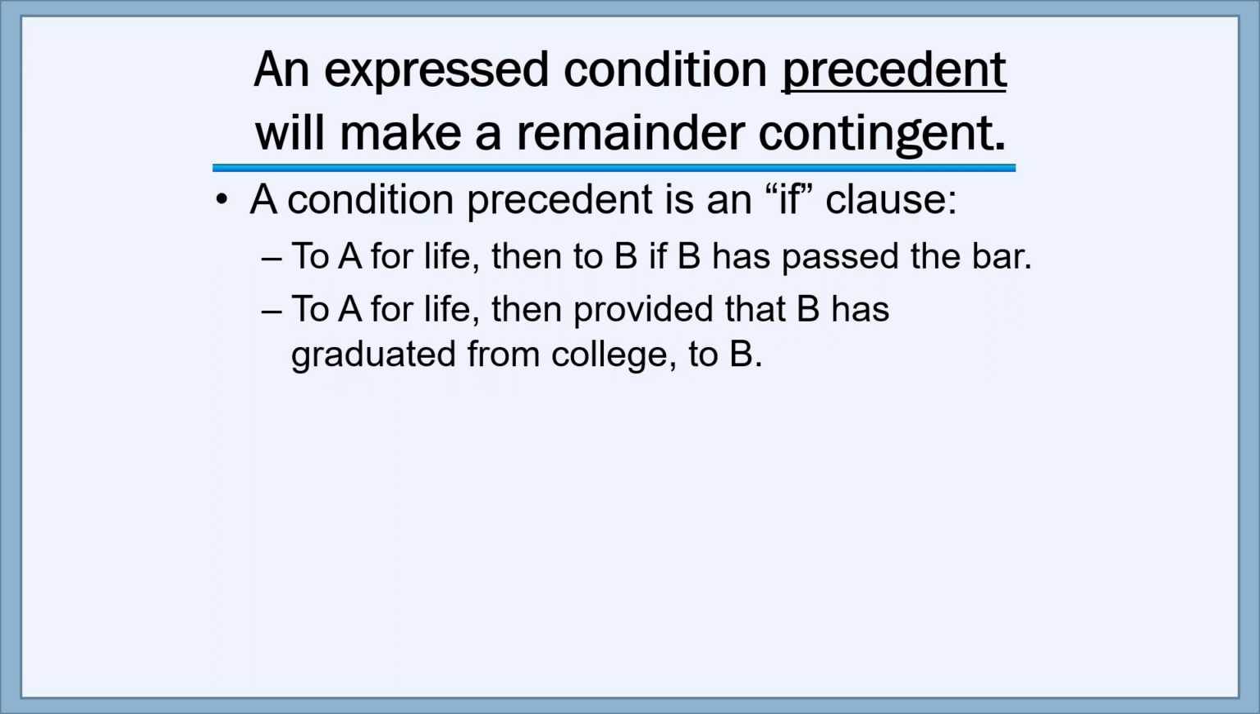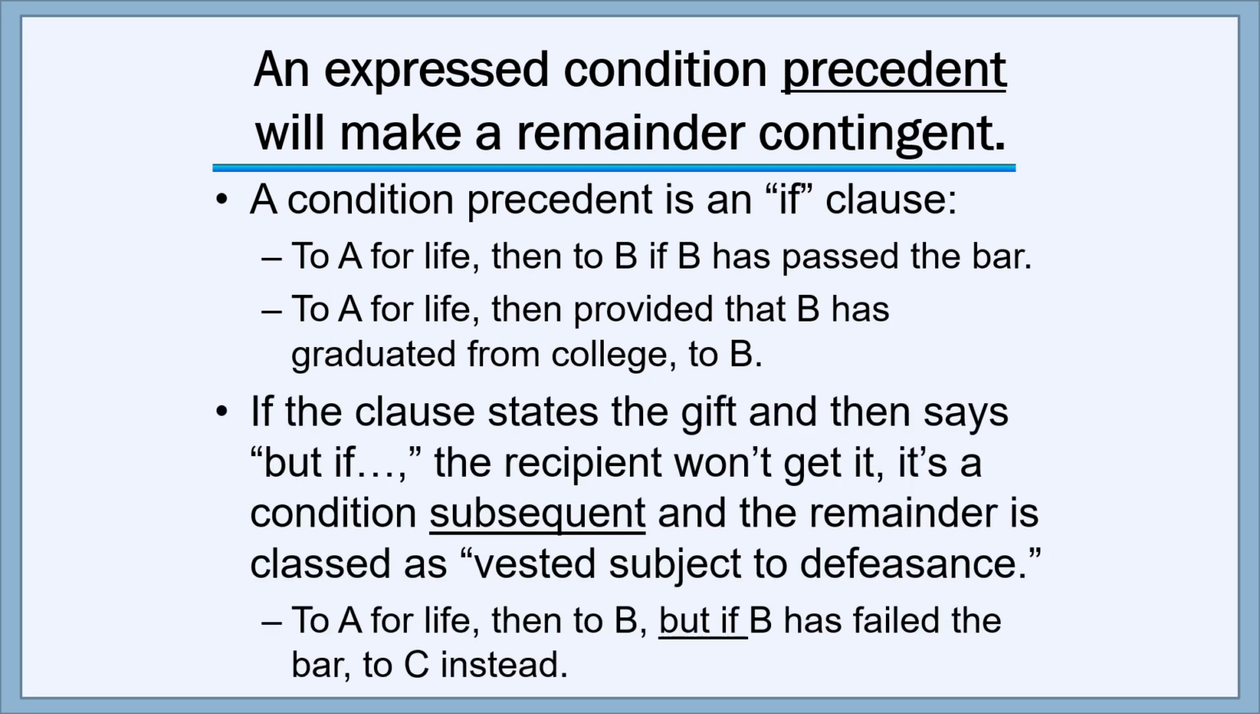But don't worry about that. If the idea or concept is a condition precedent, you can express it in any words you want and it'll still be a condition precedent. So the second example, provided that B has graduated from college, is definitely a condition precedent, and B's remainder is a contingent remainder. Now, sometimes you'll find a clause that says somebody gets the remainder, but if something happens, they won't get it. If you find it in that form, it's not a condition precedent, it's a condition subsequent.